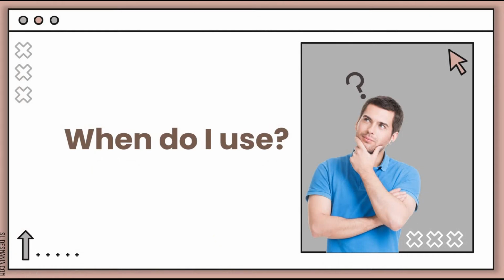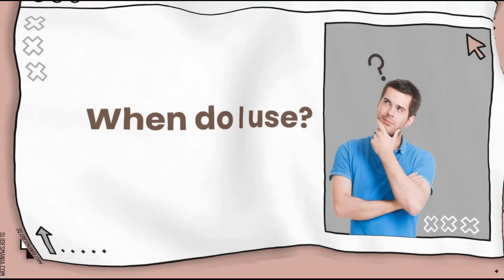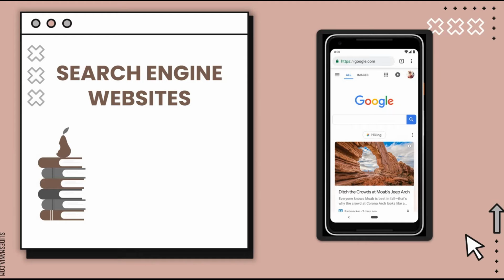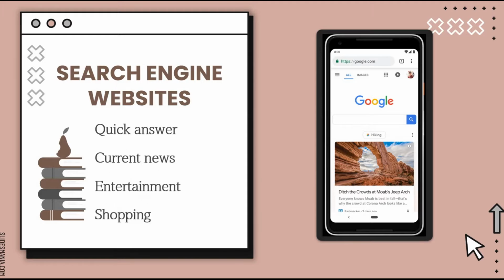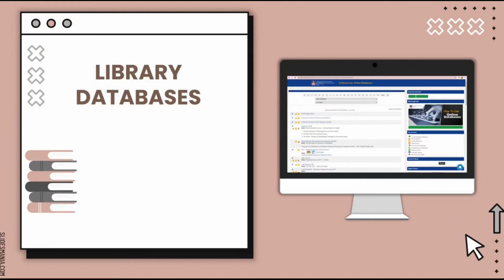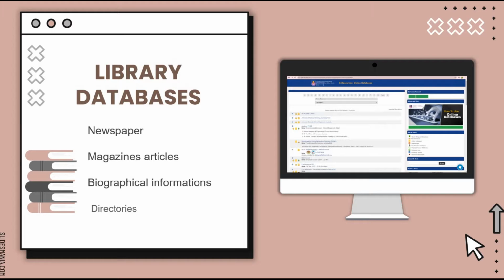Okay, so you might ask when you should use search engine websites like Google and Yahoo. Sometimes Google is also very useful for a quick search of answers. Google can also be used to get information on current news, entertainment, and shopping. While library databases are where you can build the most effective search and access the most reliable research. A library database is very useful to find information, especially in newspapers, magazine articles, biographical information, directories, and more. I guarantee you will be able to produce quality assignments if you use the library database effectively.